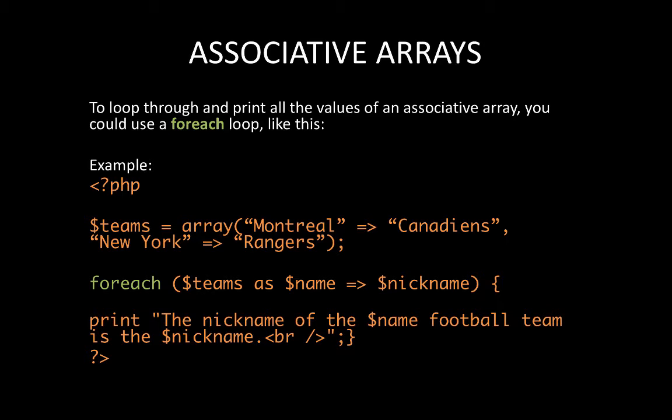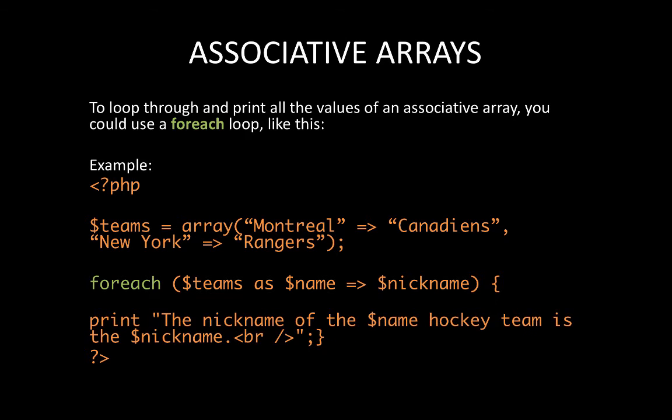So in this example, we say there's teams, an array, Montreal is associated with Canadiens, New York is associated with Rangers. So we create this foreach loop by using the word foreach, and it's all one word, lowercase. And in parentheses, we say $teams, which is our variable from up above, as $name is associated with $nickname. So those become 2 new variables. And in this case, I'm using the word print. It's okay, print or echo, both of them will work.